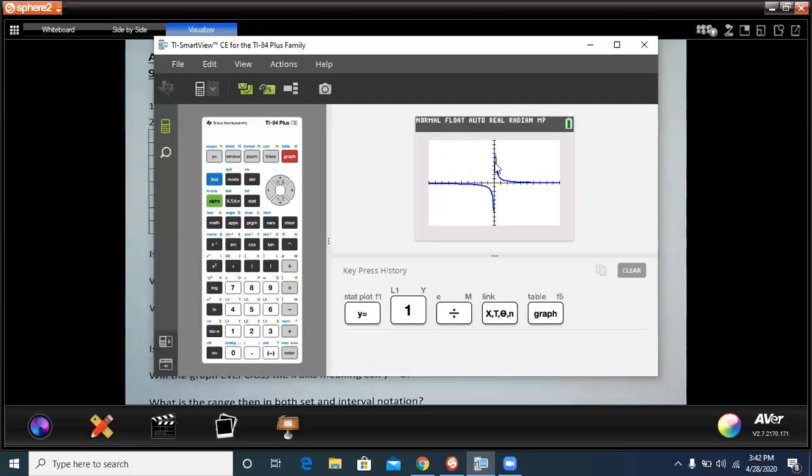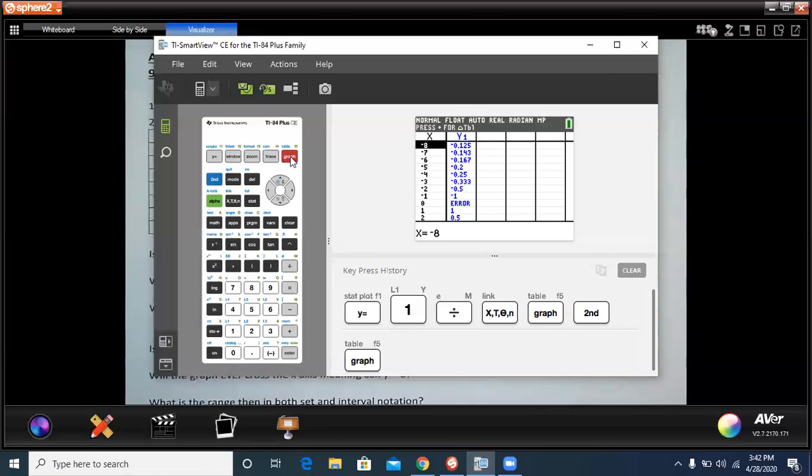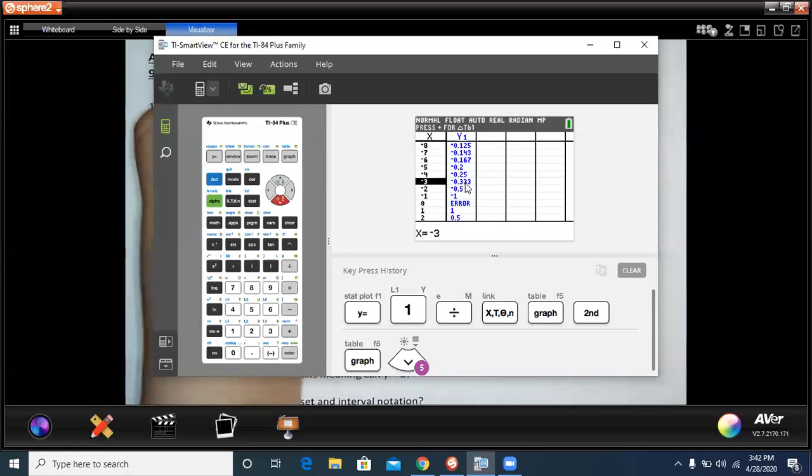So we can see our graph looks a little something like this. These blue lines here, so it gets really close to our y-axis here and here, never touches, and it gets really close to our x-axis, but never actually touches. If we want to be able to fill in that chart, we can press second graph, and it pulls up the table for us. The first value is at -3. So at -3, we're at -0.33333 repeating, which would be the fraction -1/3.